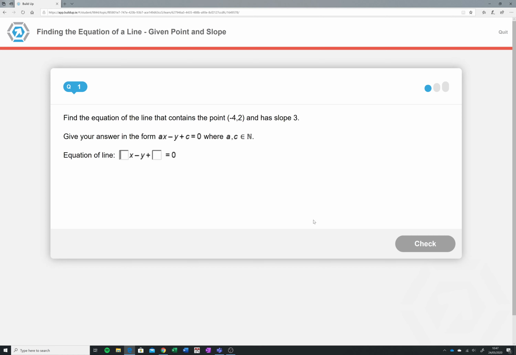So that doesn't look too difficult for me to go and do. I noticed that I think like 3 of you managed to do that. So this does not look too tricky. So let's have a look. I'll just give you one example. They'll probably use this exact one, so you can use this yourself. Find the equation of the line that contains the point (-4, 2) and has slope of 3. Give your answer in that particular form there, where a and c are natural numbers.